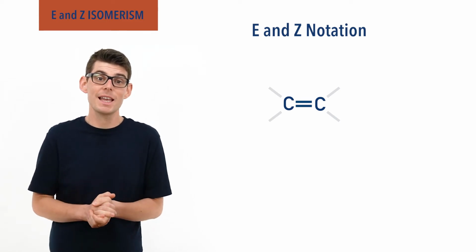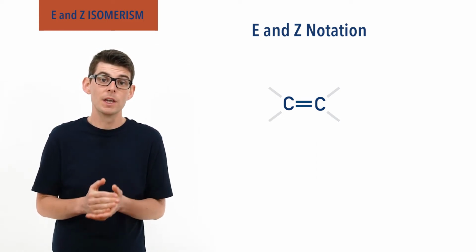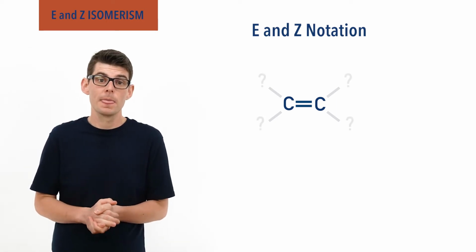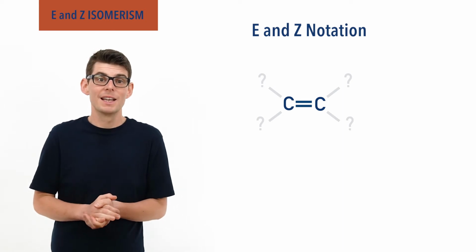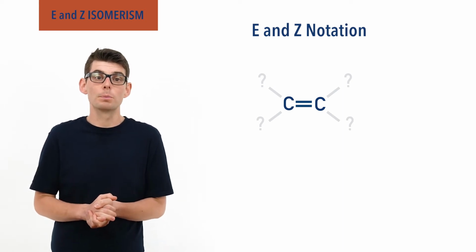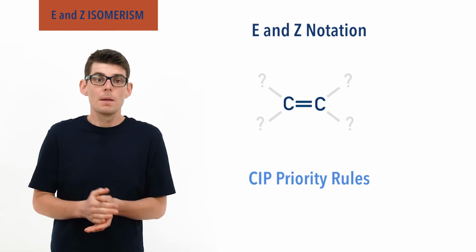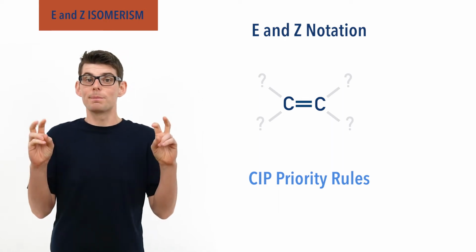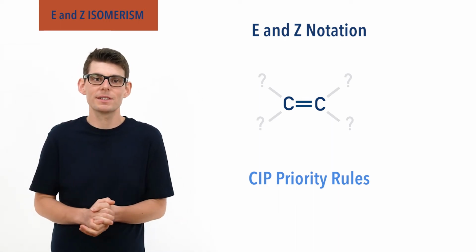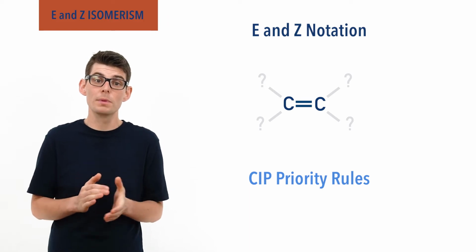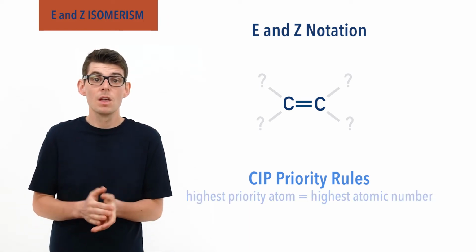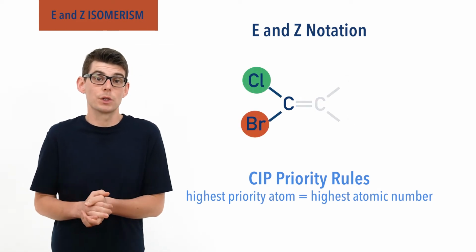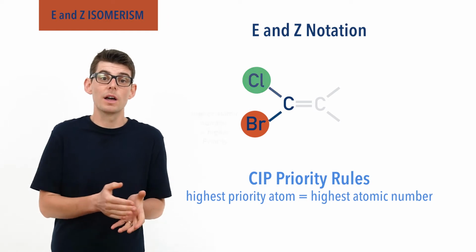To give E and Z names, it is first essential to determine which atom or group we are going to use on each carbon as a reference point. To do this, we assign a priority. CIP or Cahn-Ingold-Prelog rules are followed. Basically, we look at the two groups bonded to each carbon and decide which one is more important in order to help us name the isomer. The highest priority group is normally the one that has the highest atomic number. For example, if you have a chlorine and bromine group bonded to the same carbon, the bromine has a greater atomic number and will be considered the higher priority.